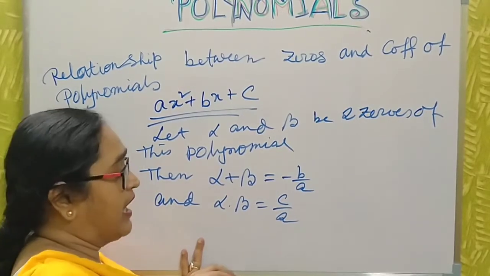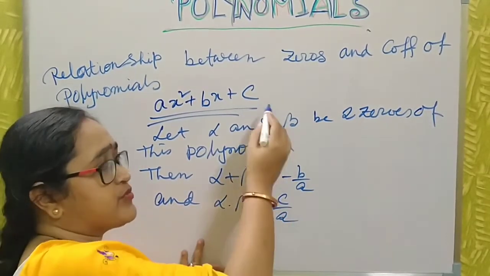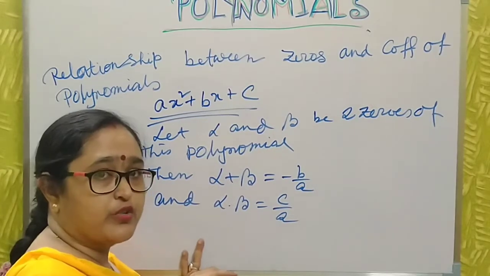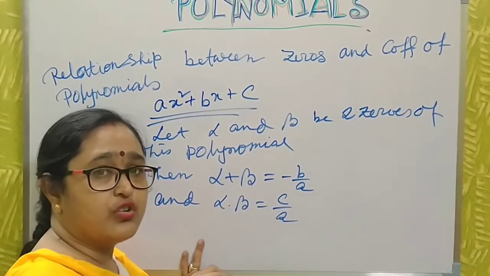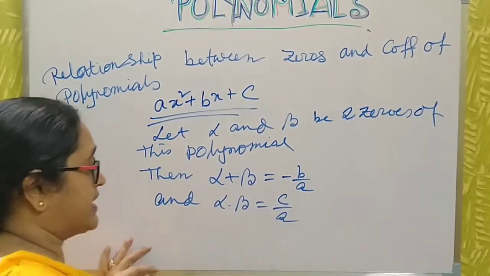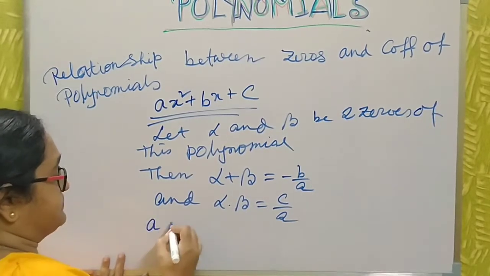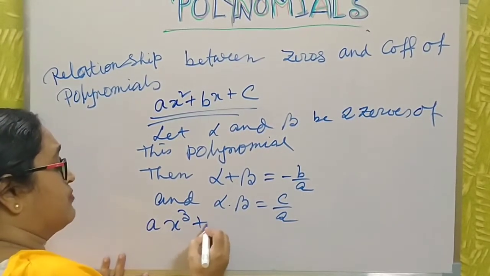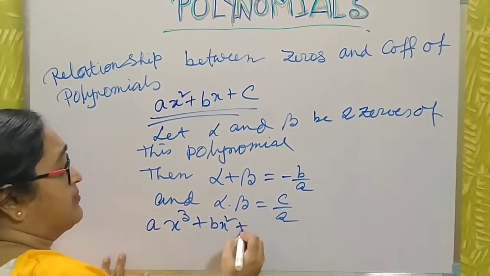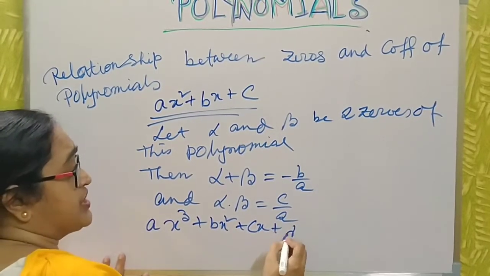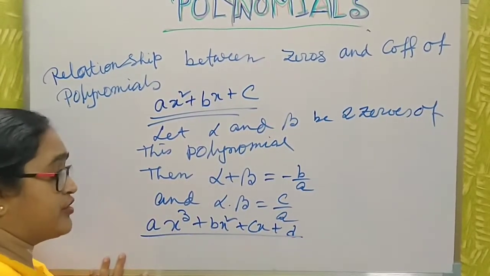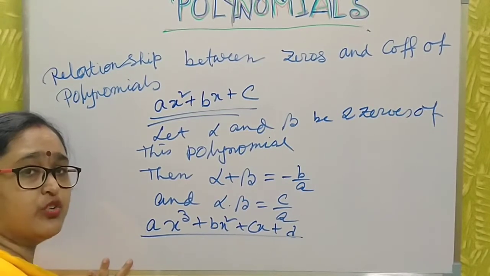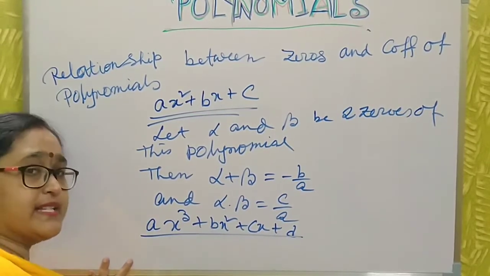Okay. Now this is the relationship between the quadratic polynomials, two zeros and the coefficient. Now I take a cubic polynomial: ax cube plus bx square plus cx plus d. I take a cubic polynomial. Why is the polynomial cubic? Because the power is 3.